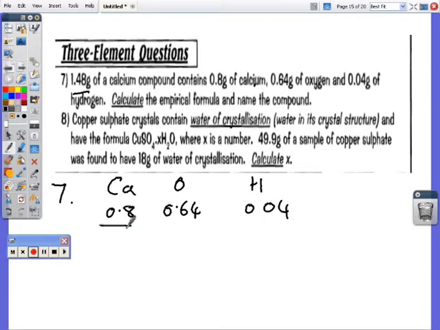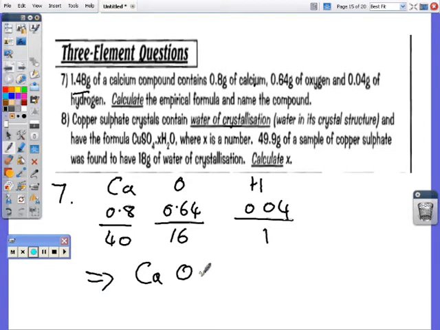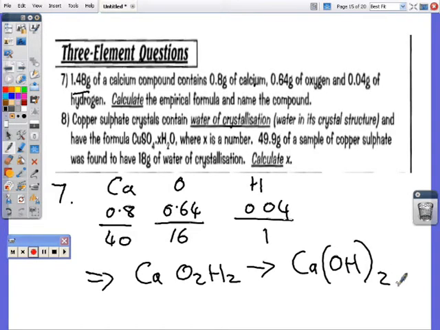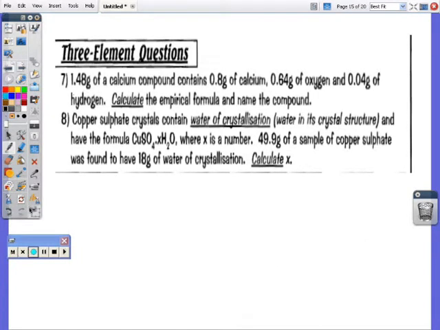So if we do that over 40, do that over 16, do that over 1, we should end up with a ratio of CaO2H2. And for those of you who are on the ball, you might recognize that as calcium hydroxide. Okay, so I'll do question 8, and now if you want to pause the annotation or the video, we'll have a look at point 8.